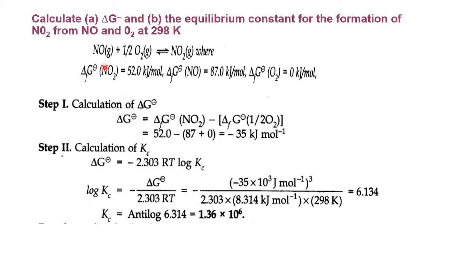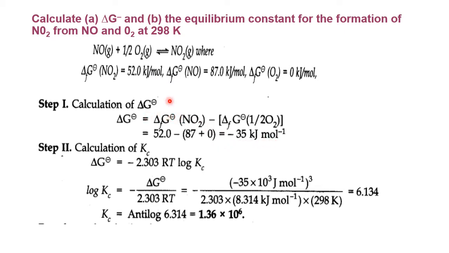Calculate delta G naught and the equilibrium constant for the formation of NO2 from NO and O2 at 298 Kelvin. From NO and O2, NO2 is formed. All these are given. Delta G formation for NO2, NO, and O2 is given. Now we will calculate delta G naught first for the reaction. Delta G naught for the reaction is equal to delta G naught for the product minus delta G naught for the reactant. That gives you minus 35 kilojoules per mole.